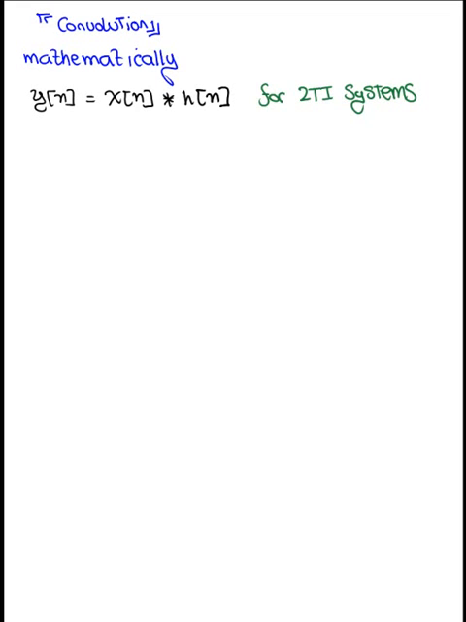Okay, so now the more intuitive view of this is the following. Convolution is simply a mathematical operation that allows us to get the output of an LTI system to any input just and simply by knowing the system's impulse response. So let's write that.